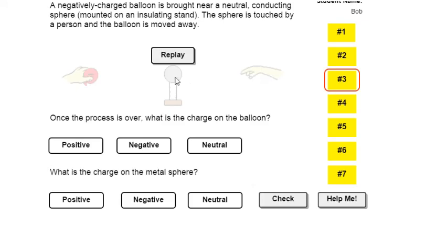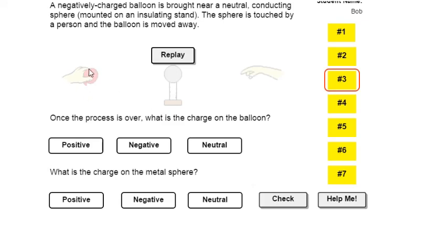And so then when the person is moved away and the balloon's moved away, we have a sphere that used to be neutral, but then it lost some of its electrons. So it winds up being overall positive. It has more positives than negatives. And that's what we have to then answer. What's the charge on the balloon?